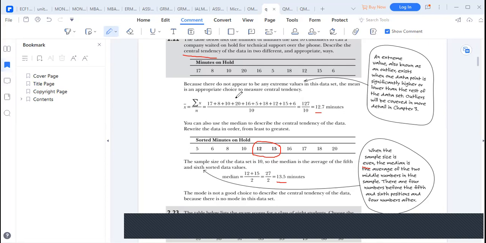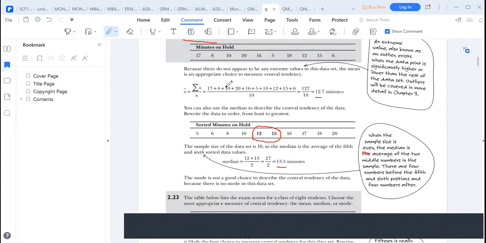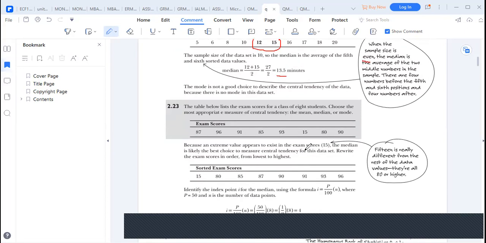So the mode may not be a good choice because all of them are appearing once. We can describe this data by saying the average time is 12.7 and the median time is 13.5. These are good central tendency measures that you can use to describe the data.